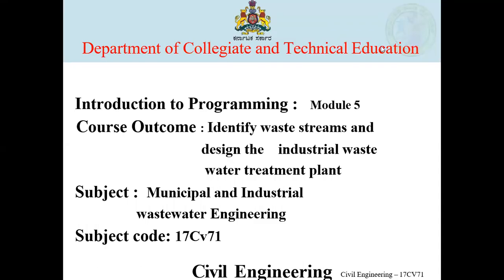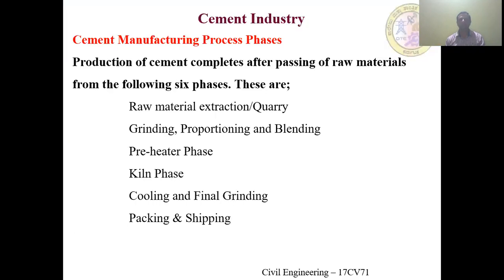Hello, in today's class on municipal and industrial wastewater engineering, we'll discuss one more industry, that is the cement industry. In the cement industry process, we are going to have six phases. Production of cement is complete after passing the raw materials through the six phases.